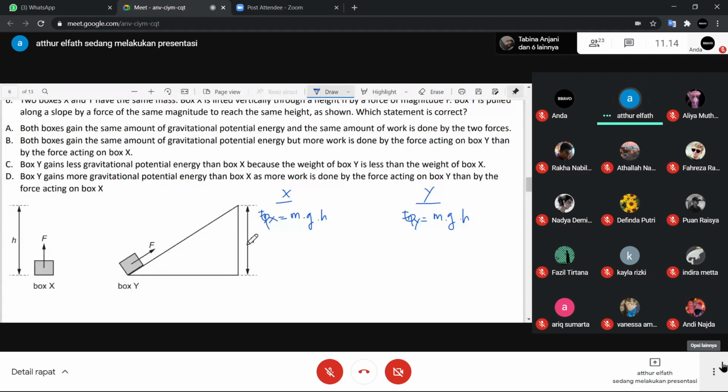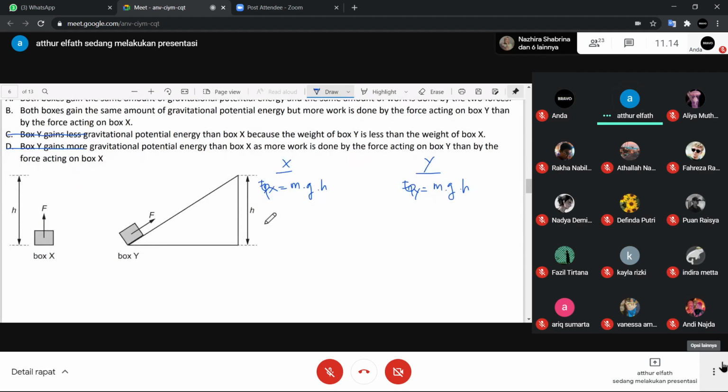So this means the C and D options are wrong. Only two options left, those are B and A. The same amount of gravity potential energy, and let's discuss work. Work is equal to the sum of force times height, and then this is the sum of force times distance.